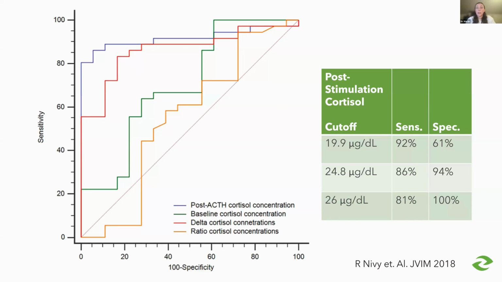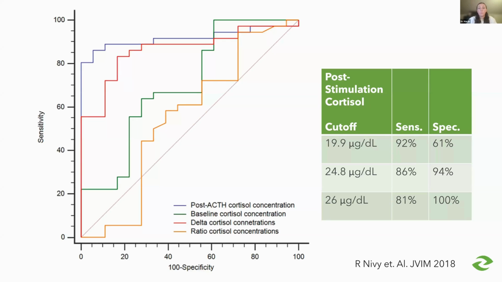So looking at this graphically, the post-stim cortisol outperformed other cortisol measurements, such as the change in cortisol from time 0 to 1, or the ratio of the pre and post cortisol. And the goal for these types of graphs is to get as close to this upper left corner as possible, which is represented by that navy blue line for post-stimulation cortisol.